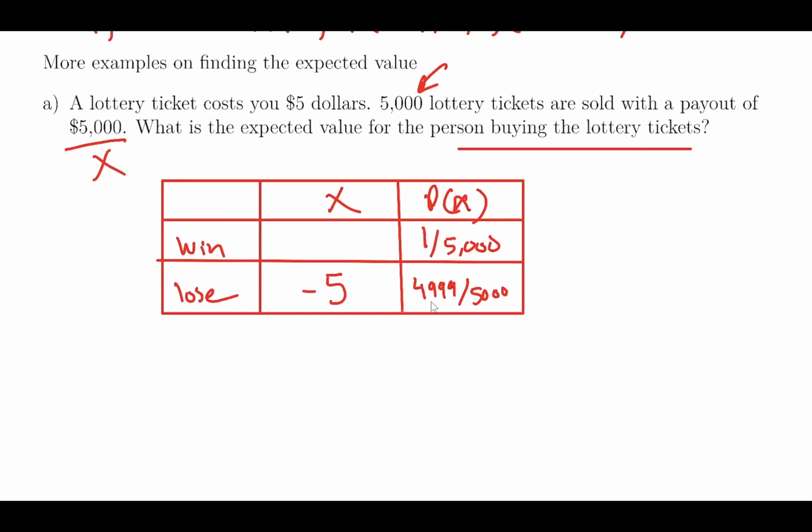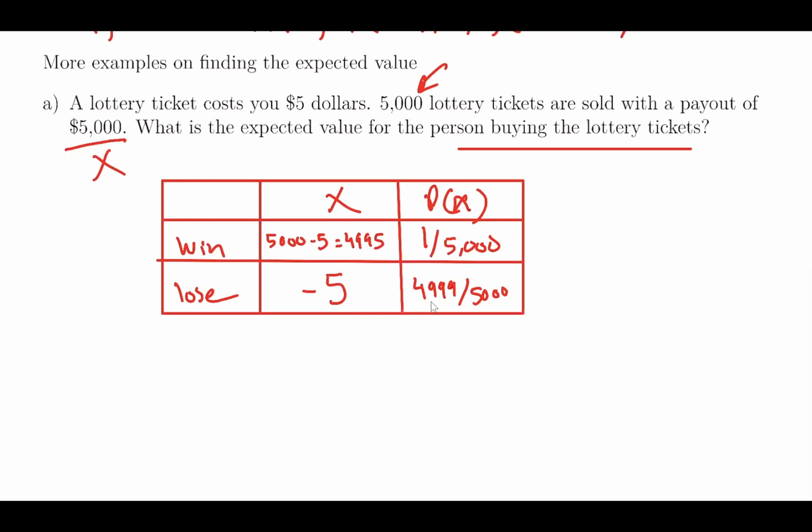If they win, how much do they win? Good. So you get 5,000 minus 5, and you get 4,995.